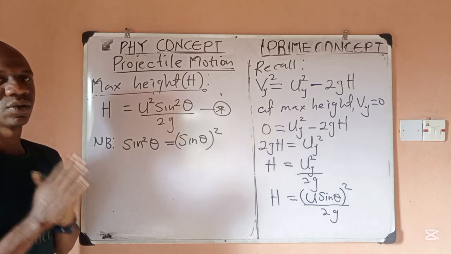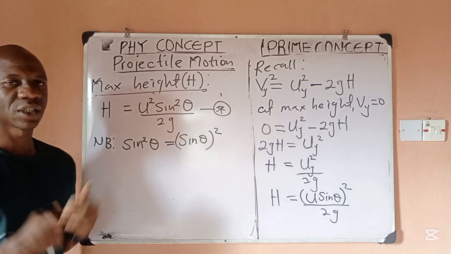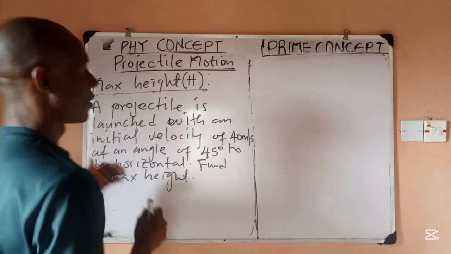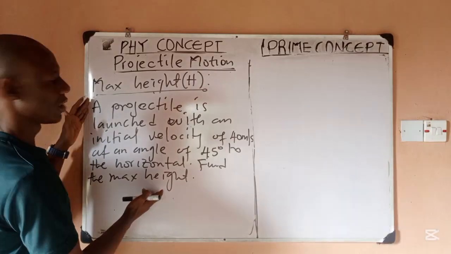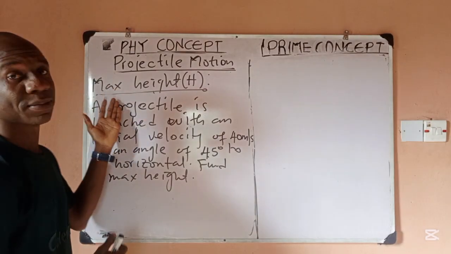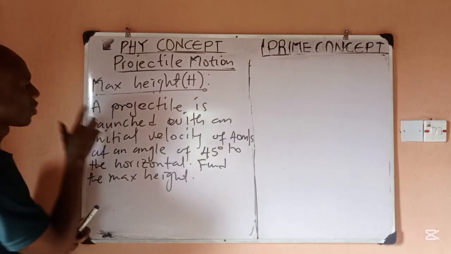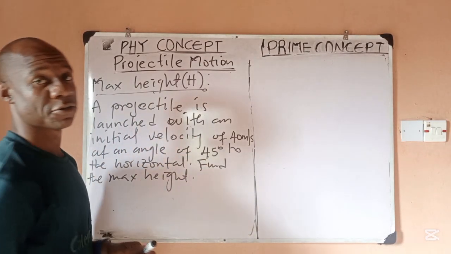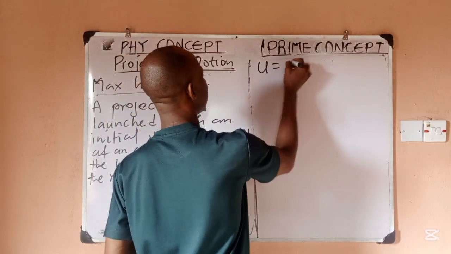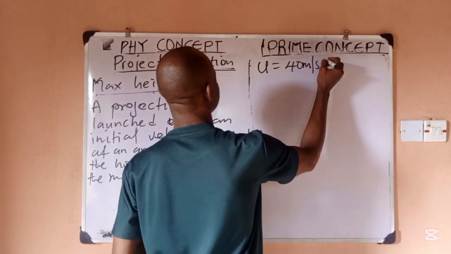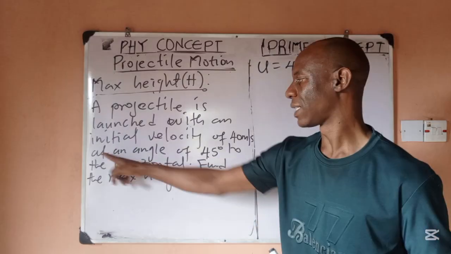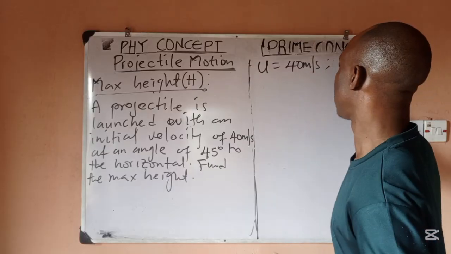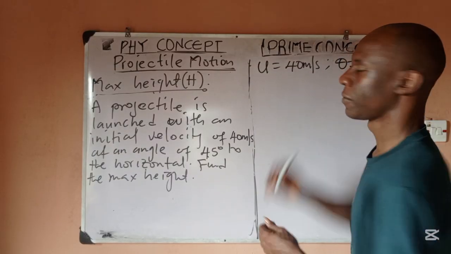Now very quickly, I want to dive into an example that will help us learn how to use this. So let me drop the question. All right, so let's take this simple example to help us understand the concept of maximum height. The question says a projectile is launched with an initial velocity of 40 meters per second, so u is 40 meters per second. And they said this happens at an angle of 45 degrees to the horizontal, so the angle theta is 45 degrees.